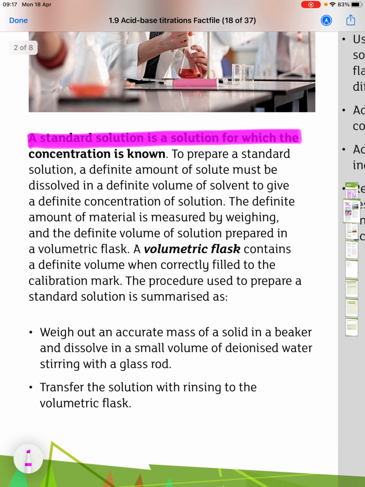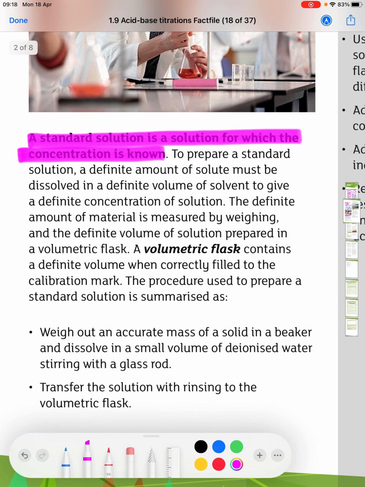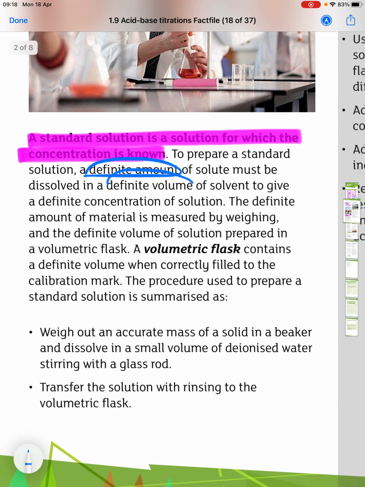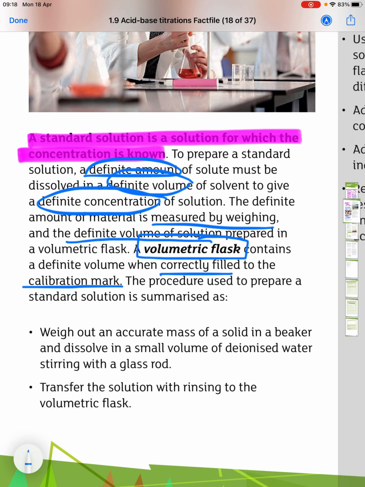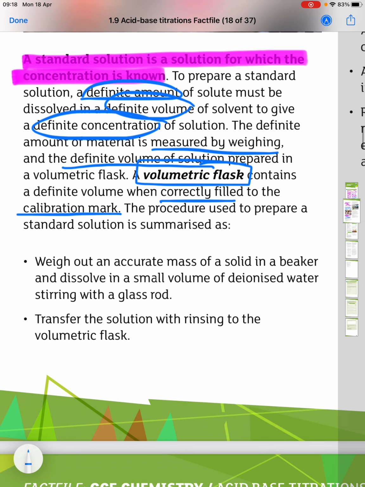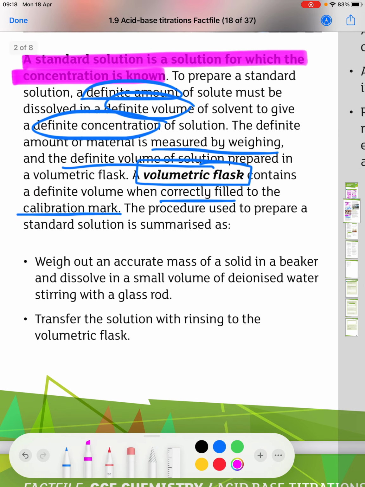Now, a standard solution is a solution for which the concentration is known. So to prepare a standard solution, a definite amount of solute must be dissolved in a definite volume of solvent to give a definite concentration of solution. The definite amount of material is measured by weighing, and the definite volume of solution prepared in a volumetric flask. So a volumetric flask contains a definite volume when correctly filled to the calibration mark. The procedure used to prepare a standard solution is summarised as follows.